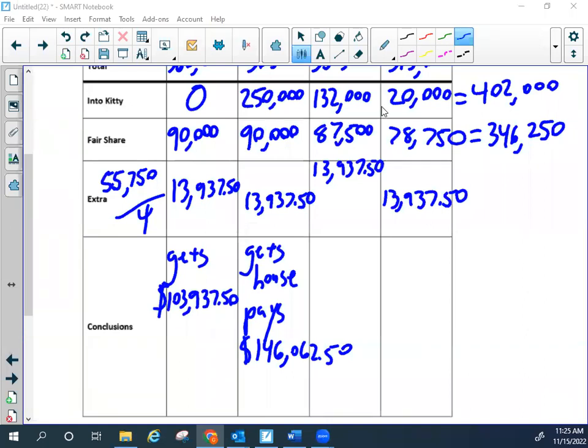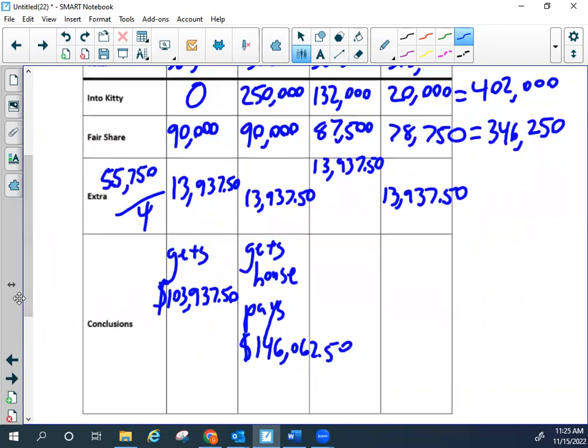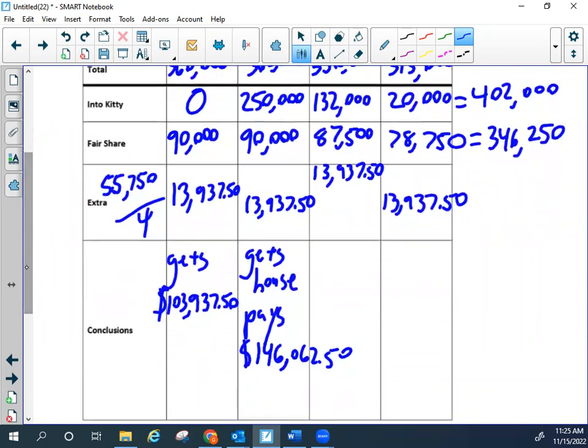Now let's look over at Izzy. Izzy paid $132,000, pocketed $87,500, and pocketed $13,937.50. Also won the boat and the car, so she gets the boat and the car. Ultimately, her number came out to a negative number, about negative $30,000, which means she pays $30,562.50.